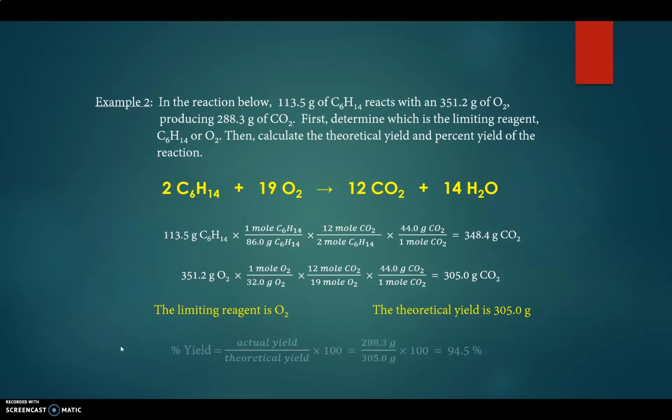So finally then, to get our percent yield, as we've talked about before, we divide the actual by the theoretical yield. So the 288.3 grams of actual yield divided by the 305 grams of theoretical yield, and we get a 94.5% yield.